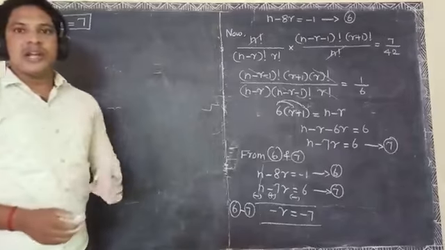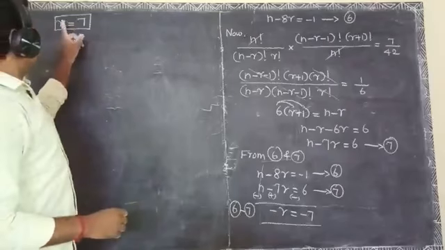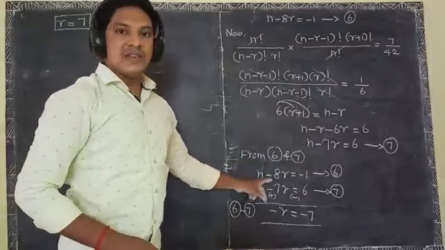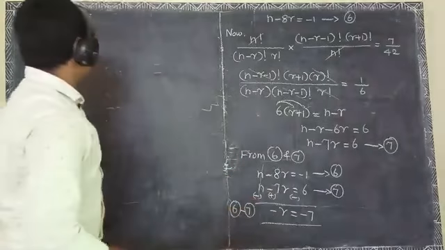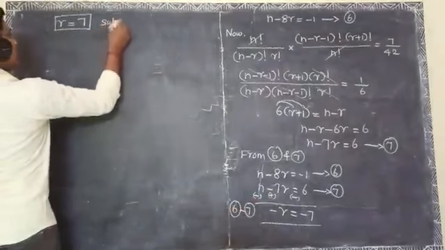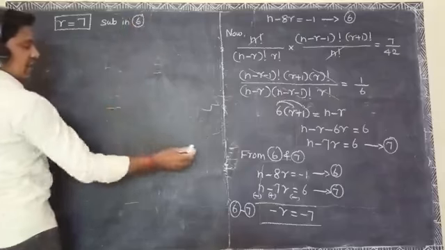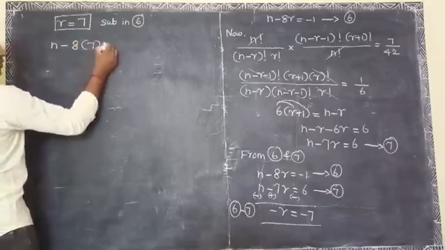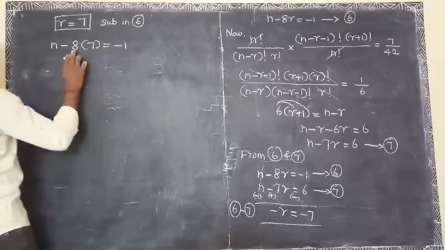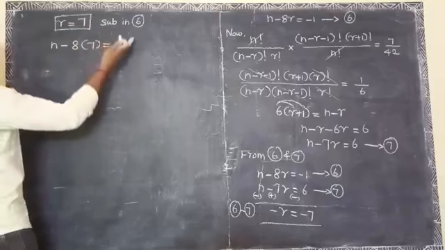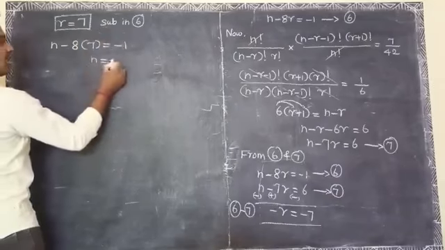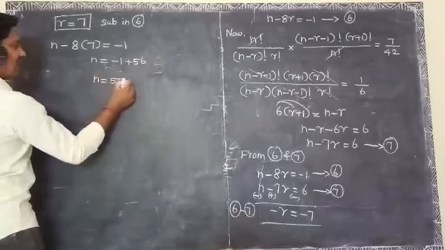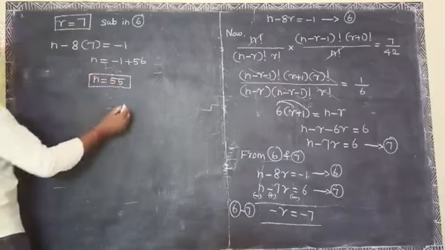In our problem we need to find the value of n, therefore with r equal to 7, substitute in these equations to get the required solution. Substitute r equals 7 in equation number 6, that is n minus 8 into 7 equals minus 1. 8 sevens are 56, which goes to the right hand side as plus 56, so minus 1 plus 56. Therefore the value of n is 55.